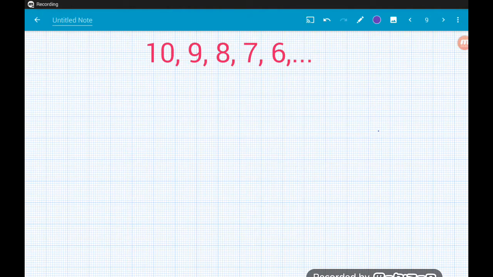Okay, on with the next one. So this time we've got a slightly different situation because our sequence here is decreasing. So this time our common difference is actually -1, because to get from 10 to 9, we -1. From 9 to 8, we -1, etc.